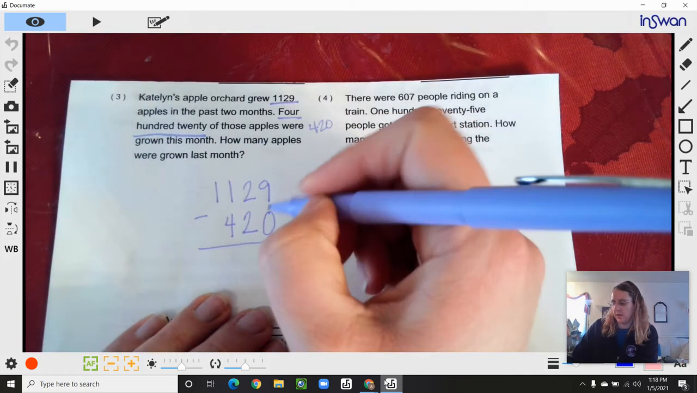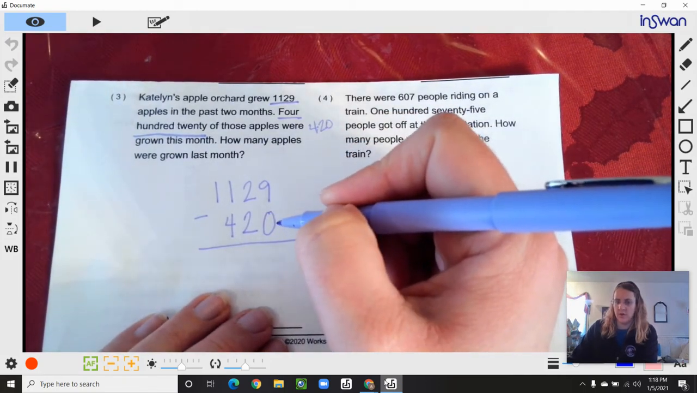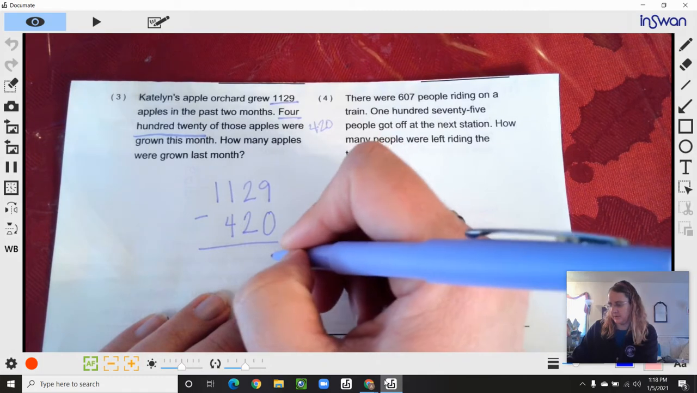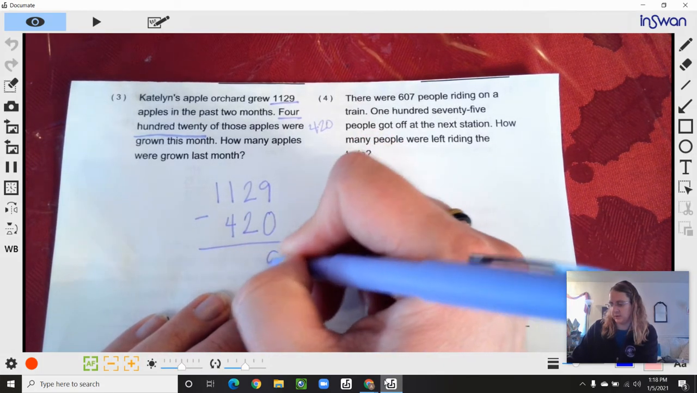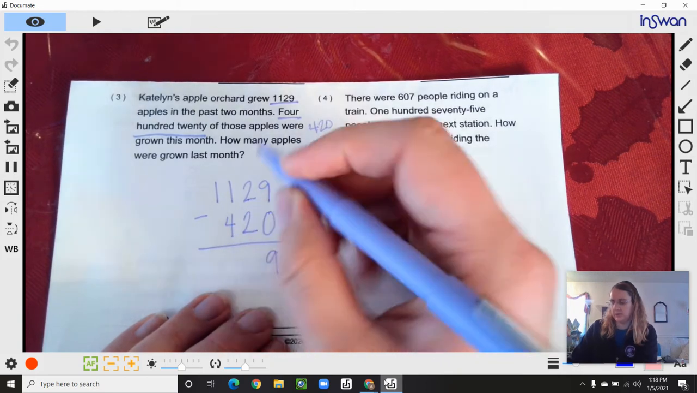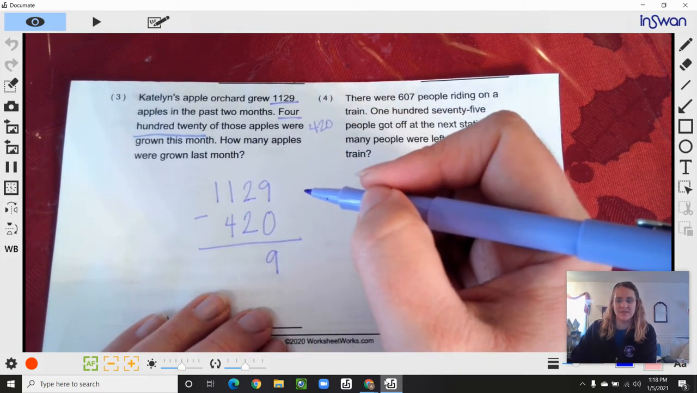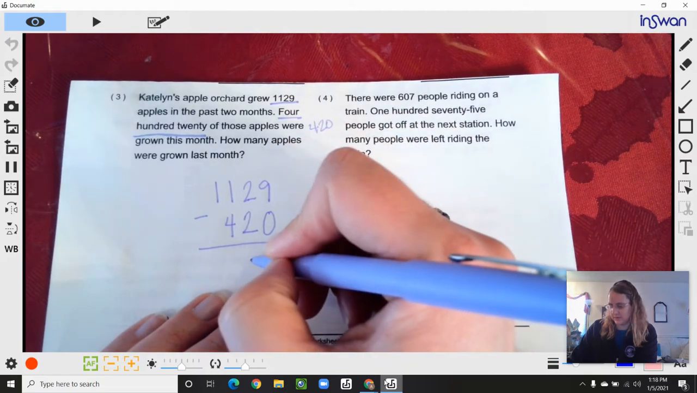Okay, so I'm going to start my ones column. 9 take away 0 is 9. I have more on the top, so I can go ahead and do that. 2 take away 2. Numbers the same. 0 is the game, so 2 take away 2 is 0.